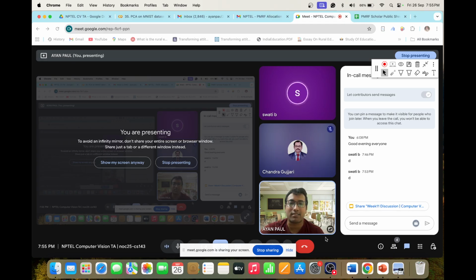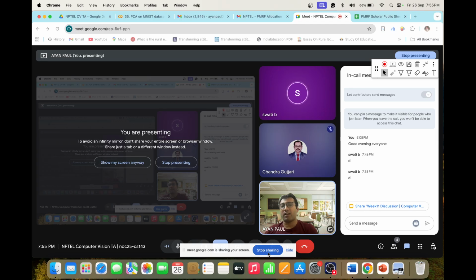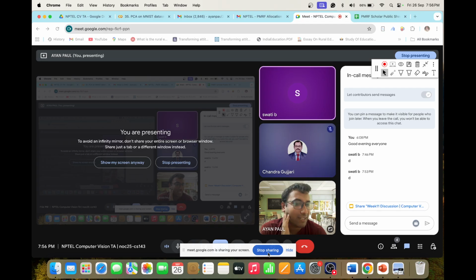Dimensionality reduction means, like, image, right? Each image has n into n pixels, like 28 into 28, that is 784 pixels. So if you have 60,000 images to train in a deep neural network or anything, you will have so many dimensions, like 784 into 60,000. That is very difficult. So for that, what we do is dimensionality reduction. This is the concept.